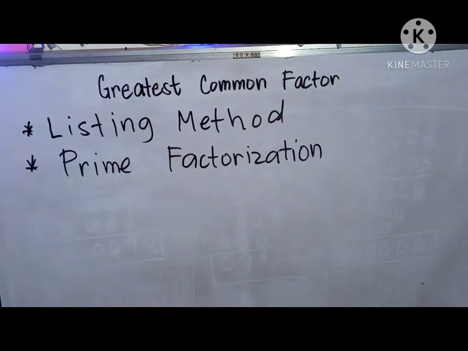Everyone, for this day we are going to discuss the greatest common factor and how to find the greatest common factor between the numbers. Let us first define it. The greatest common factor is the highest among the factors that are common to two or more numbers. In getting it, we can use the listing method, and the second process that we can use is prime factorization.